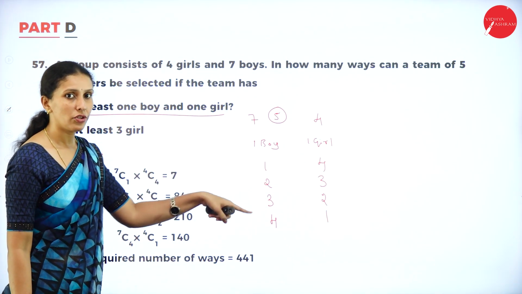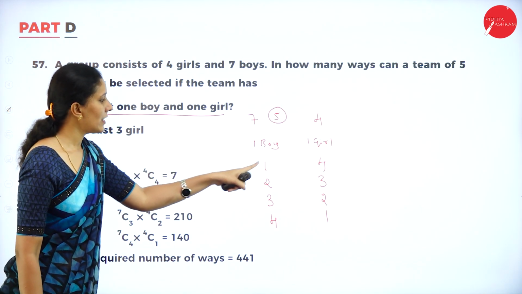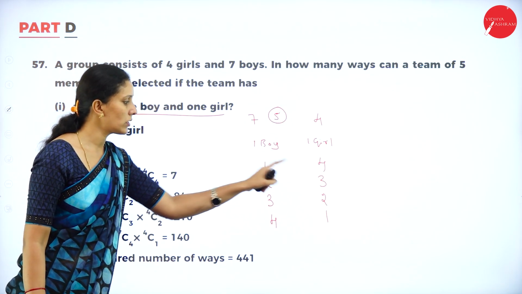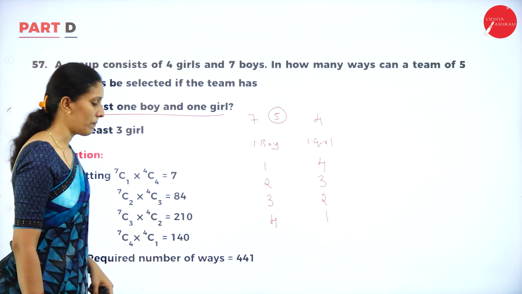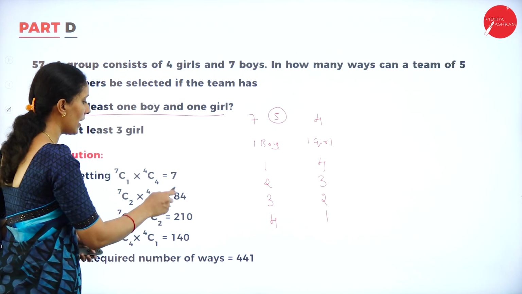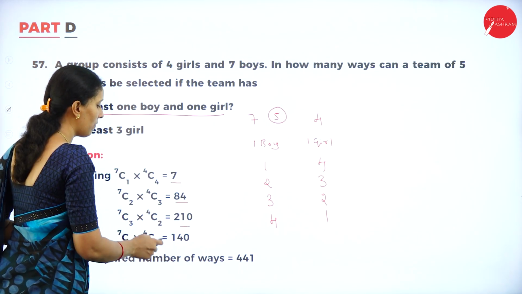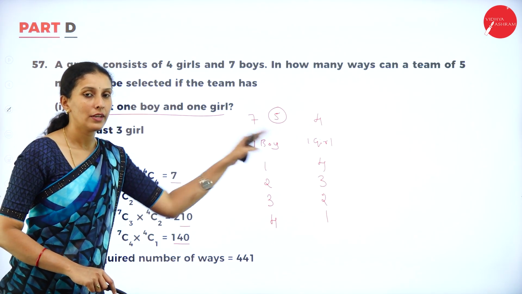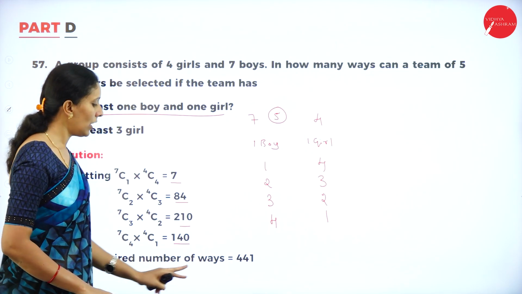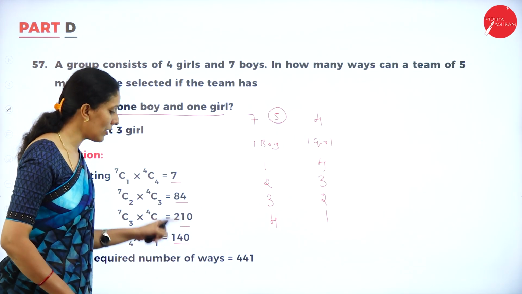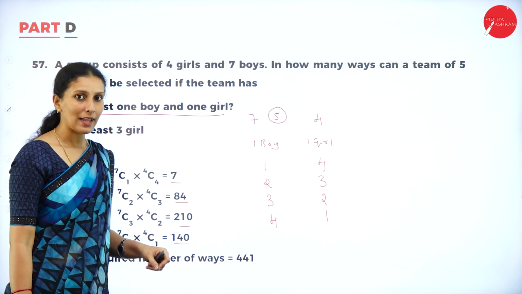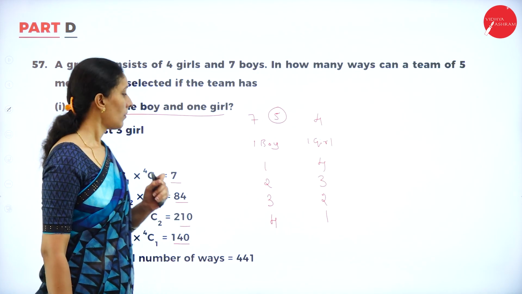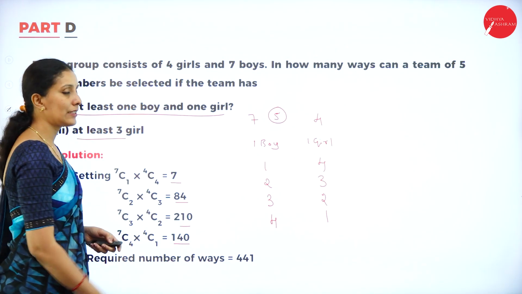So what are the combinations we can get here? 7C1 into 4C4, 7C2 into 4C3, 7C3 into 4C2, 7C4 into 4C1. After solving this, we get the values as 7, 84, 210, 140. These are the number of selections in each case. Therefore, the total number of ways is obtained by adding all of these. So hence you can select in 441 ways.